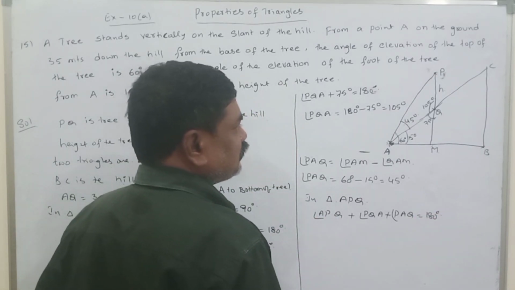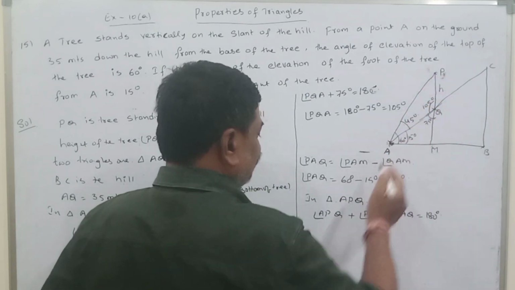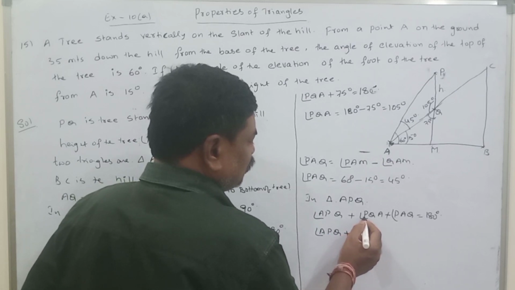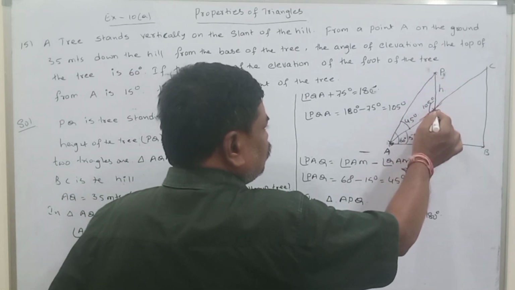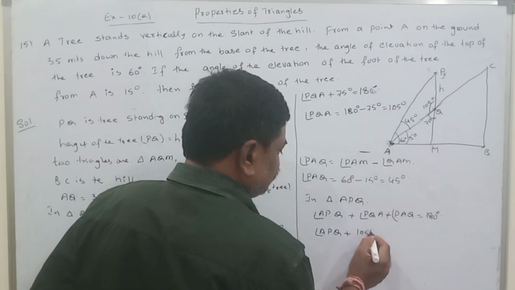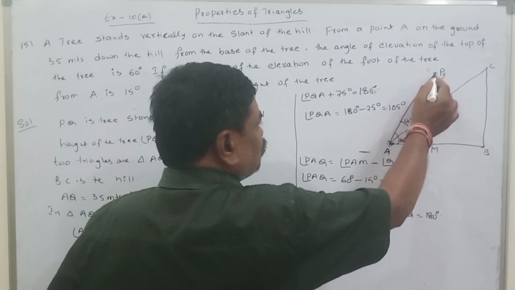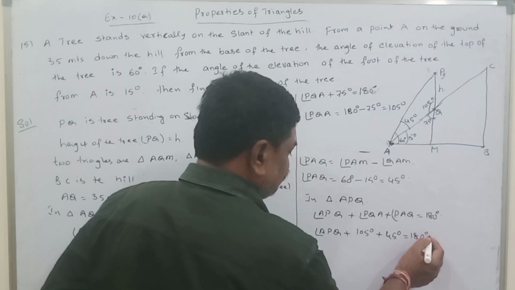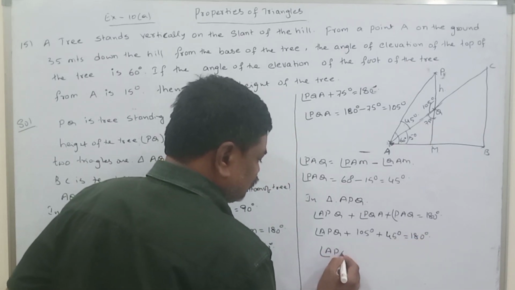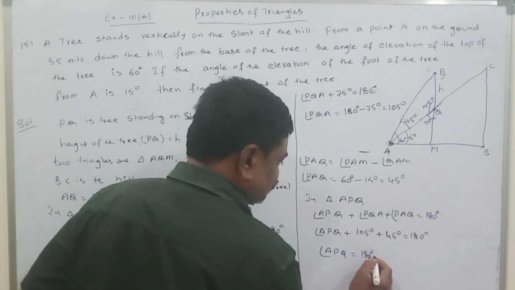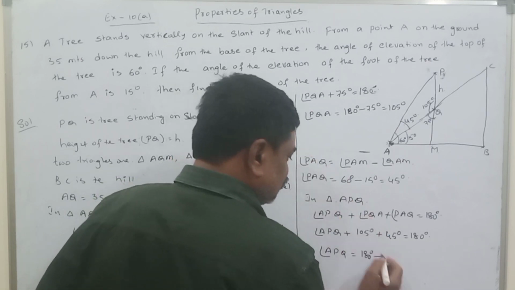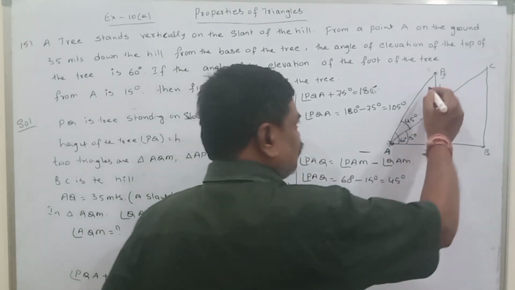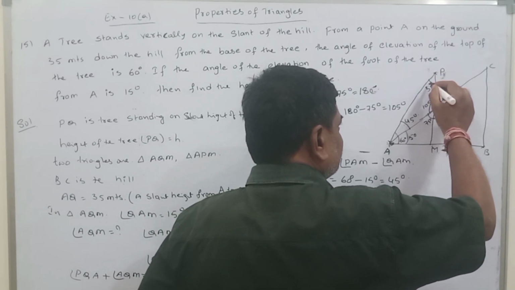So angle APQ is equal to what? We have to find angle APQ plus angle PQA, this is 105 degrees, plus angle PAQ, this is 45 degrees, is equal to 180 degrees. Angle APQ is equal to 180 degrees minus 150 degrees, which is equal to 30 degrees. Observe here, this is the 30 degrees.